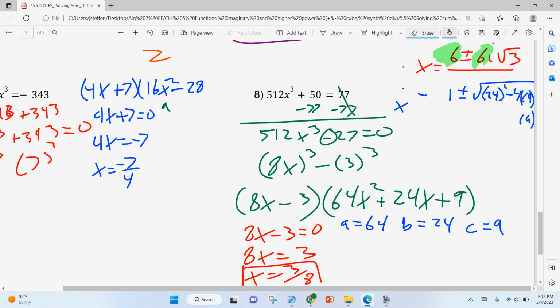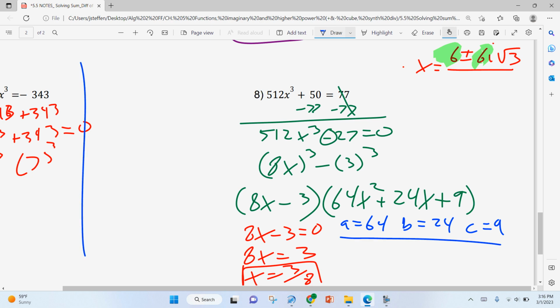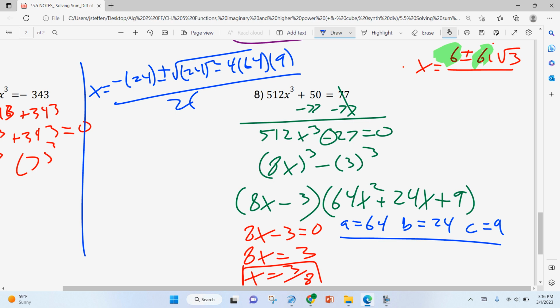Let me just redo that part. I know this is a waste of time, but we're using these numbers. So I'm coming back here because I need room. Negative 24 plus or minus the square root of 24 squared minus 4 times A is 64 times C is 9, over 2 times A is 64.